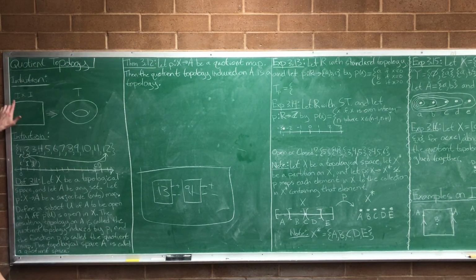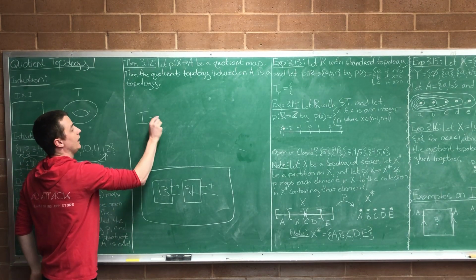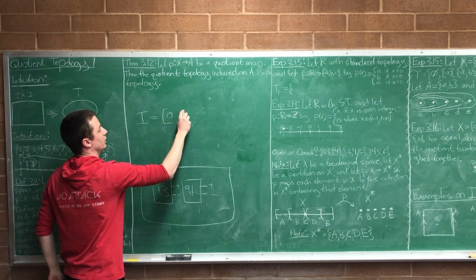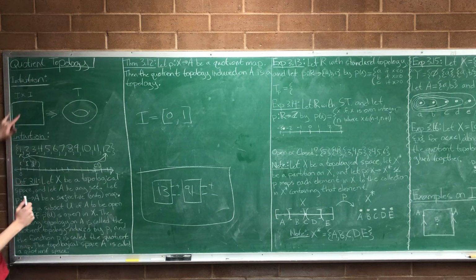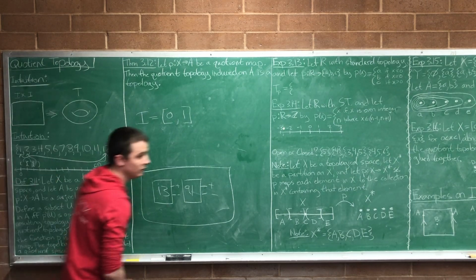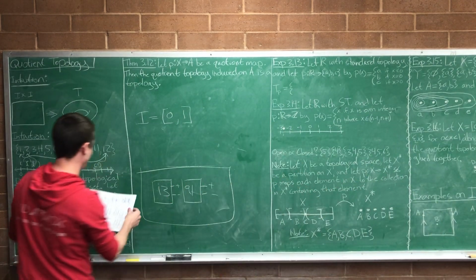So imagine, remember I, what's I? I is the closed interval 0 to 1. So I cross I is a unit square, right? You with me? Let me try and help make this make sense with this piece of paper. So imagine I have I cross I here.